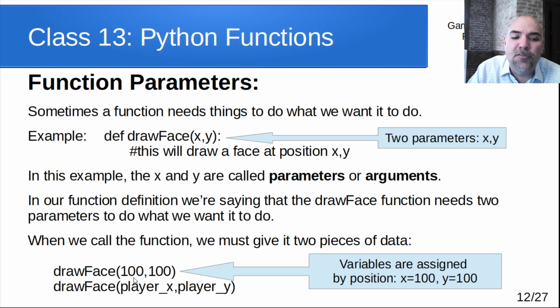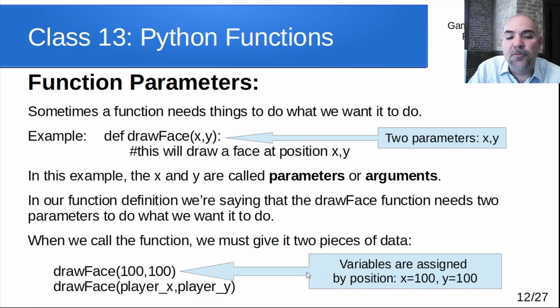So when I say drawFace 100, 100, I'm saying I want you to draw a face at position 100, 100 on the screen. But when this function gets called, this 100 is going to get associated with the name x. The second 100 is going to get associated with y. And I could put variables in here or expressions in here. So if I said drawFace player_x, player_y, whatever was inside the variable player_x is going to get passed in for x. Whatever is inside of this variable player_y is going to get passed in for y.